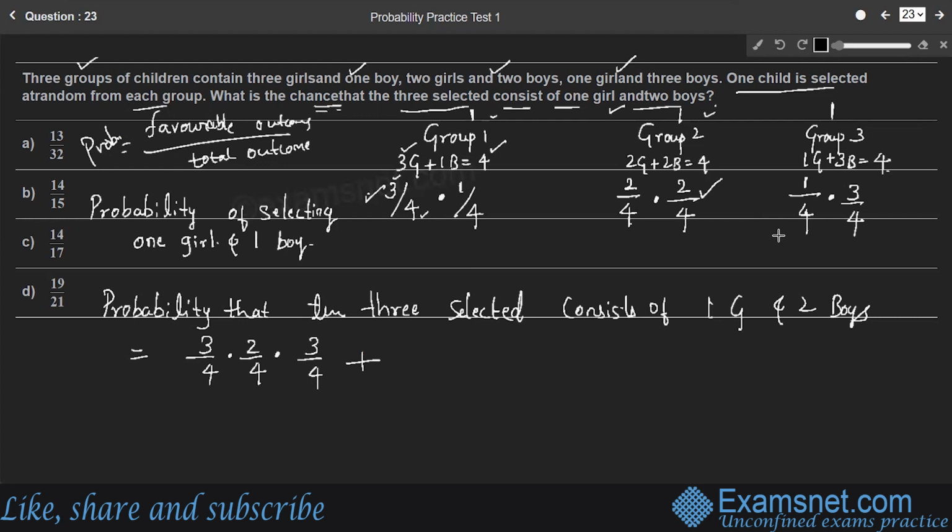Plus, in another case, if you have selected one girl from group 2, which has probability 2 by 4, then from the remaining two groups you have to select two boys: one boy from group 1, which is 1 by 4, and one boy from group 3, which is 3 by 4. Plus another case: you have selected a girl from group 3, with probability 1 by 4, and the two boys should be from group 1 and group 2, with probabilities 1 by 4 and 2 by 4.